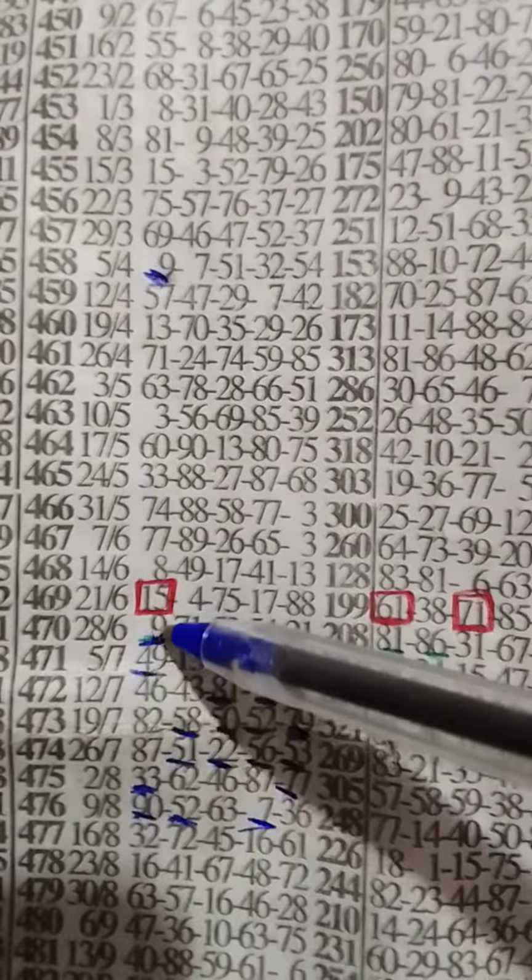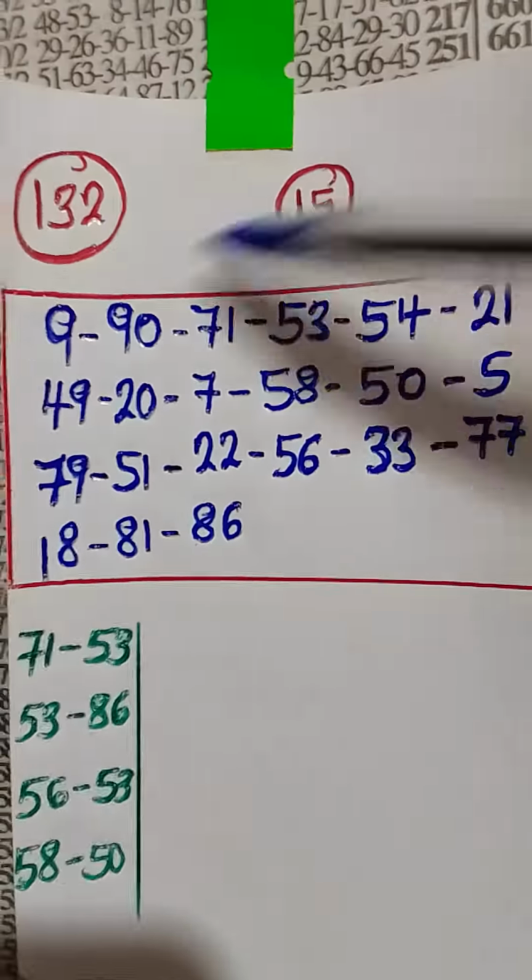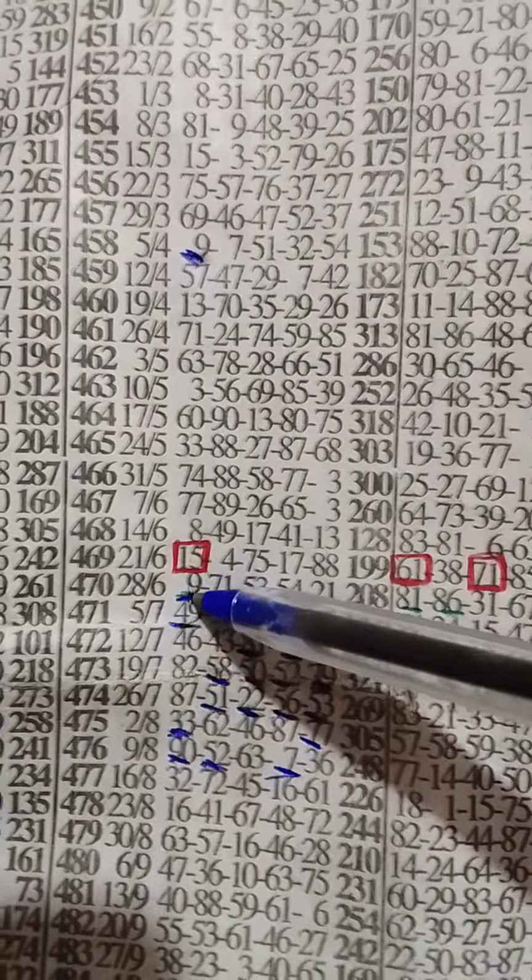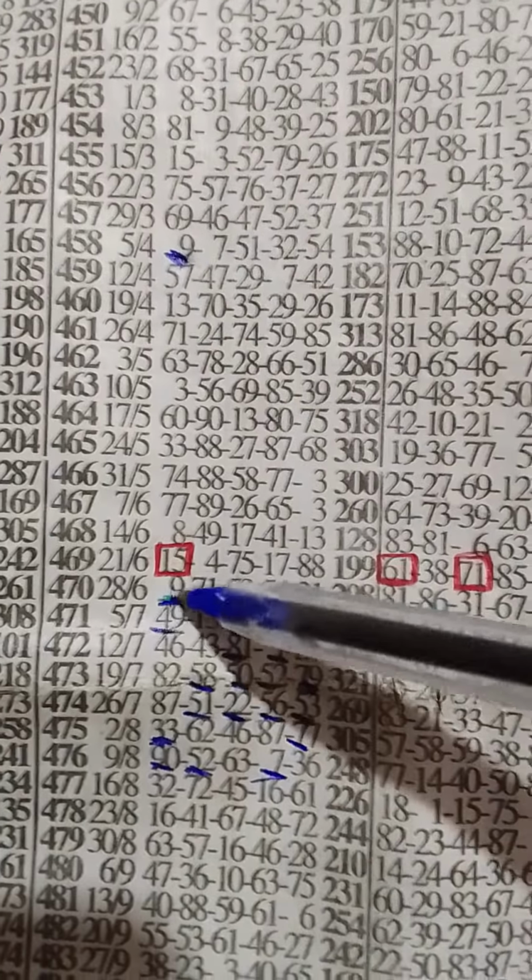So here, 2016, the banker was 9. Banker was 9, which goes against these numbers. And the 9 dropped live at first ball position, here jumping to first ball after the chart set.